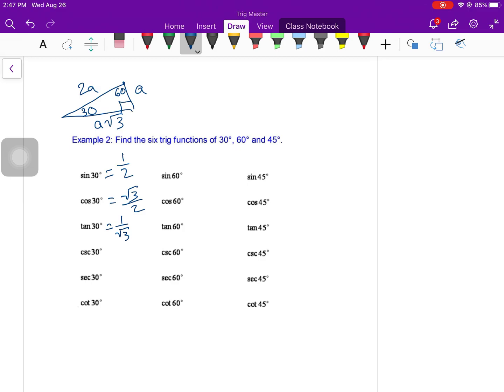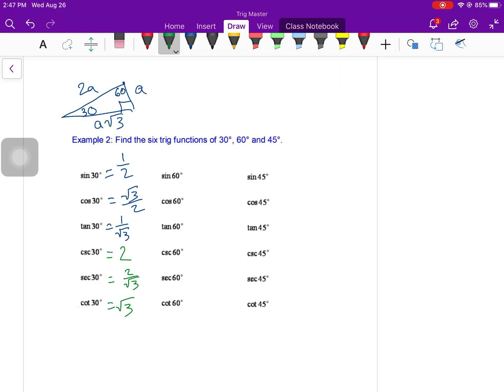The next 3 for 30 are really, really simple. I take those first 3 and flip them over. Cosecant of 30 degrees is 2 over 1, or 2. Secant of 30 degrees is 2 over square root of 3. And cotangent of 30, I flip over tangent, that is square root of 3. That's not too terribly difficult, to flip those over.